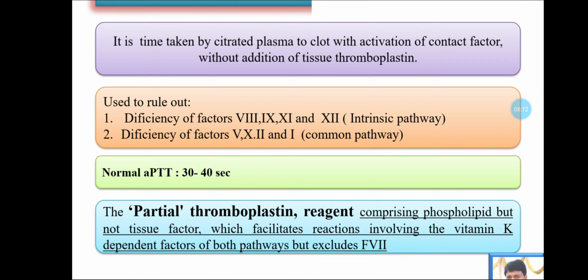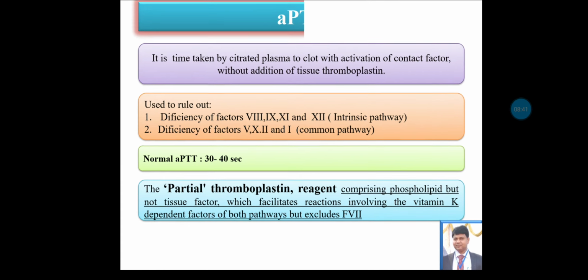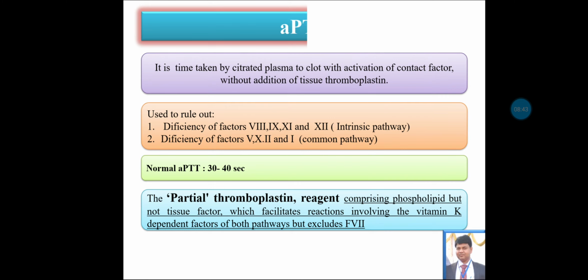Apart from this, we can also detect the deficiency of factor 5, factor 10, factor 2 and factor 1, which are the common pathway factors. The normal APTT is around 30 to 40 seconds. The partial thromboplastin reagent comprises phospholipids, but there is no tissue factor, that's why it is called partial thromboplastin reagent, and this facilitates the reaction involving the vitamin K dependent coagulation factors of both pathways except for factor 7. So this is very important, that the factors which are related to the intrinsic pathway are activated.